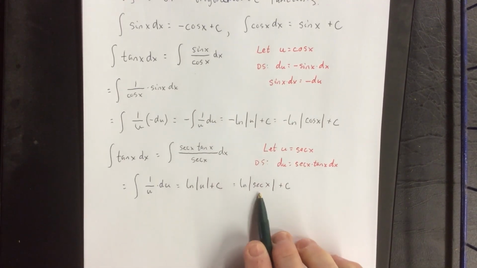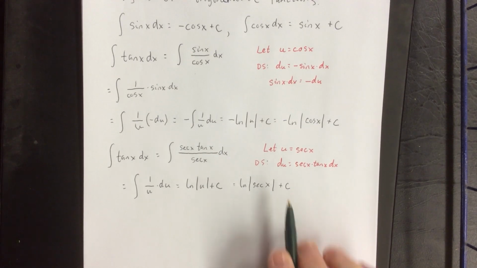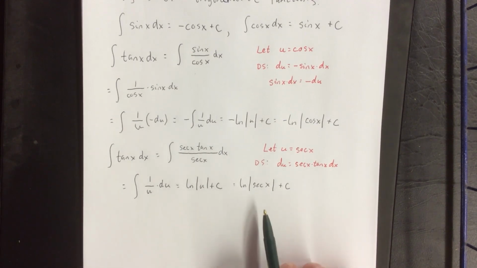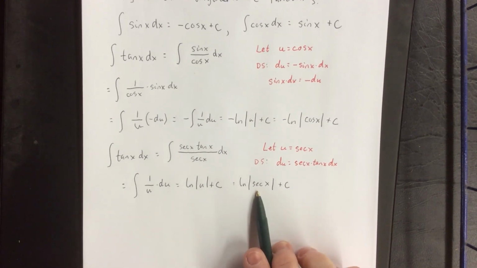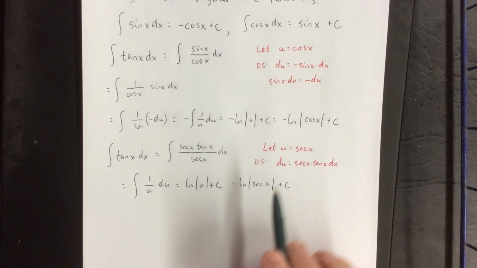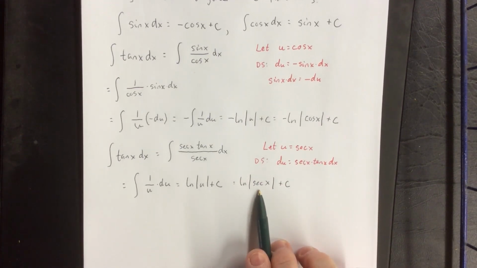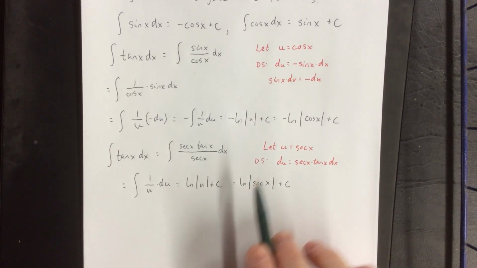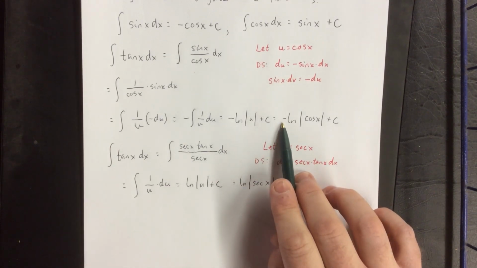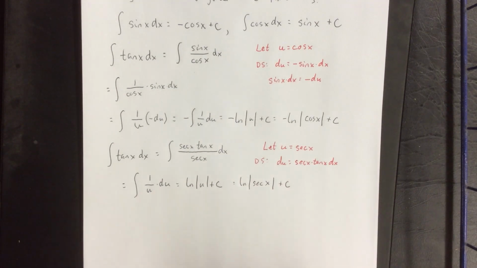Natural log of the absolute value of the secant of x plus a constant. I would like to point out, though, that the secant of x is the reciprocal of the cosine of x. And if I were to take the reciprocal of the secant of x, I would wind up with a power of negative 1. And according to logarithms, you're allowed to make powers into coefficients. So it works out either way.